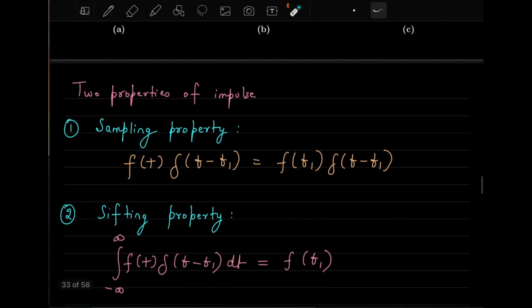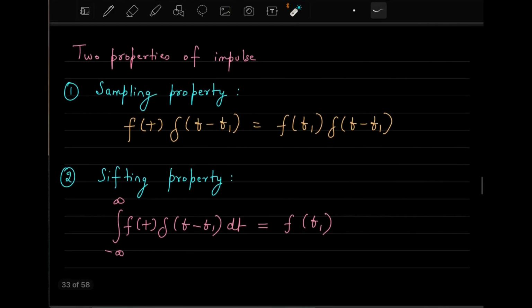Okay, so there are two properties of this impulse which are important. The first property is called the sampling property. In the sampling property, when you multiply the shifted impulse with f(t), what you get is f at this time t1. Whatever value you have shifted by will appear in this function f of t1. So it will give you this as the answer.